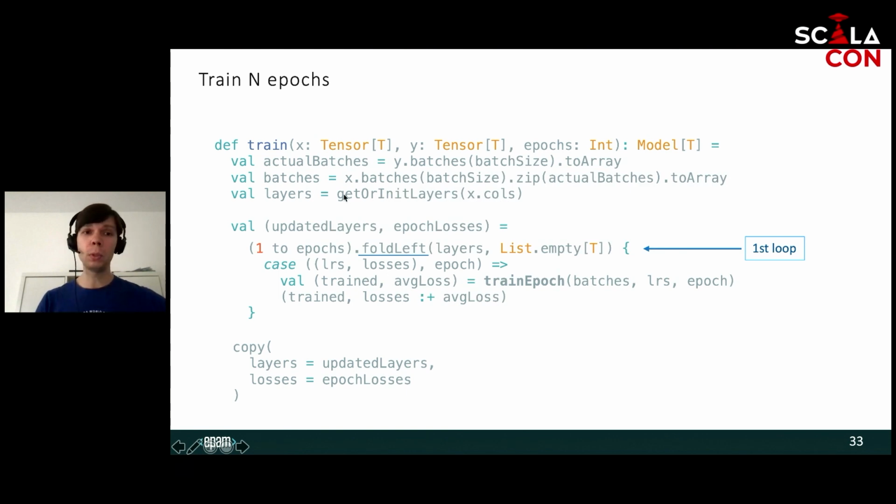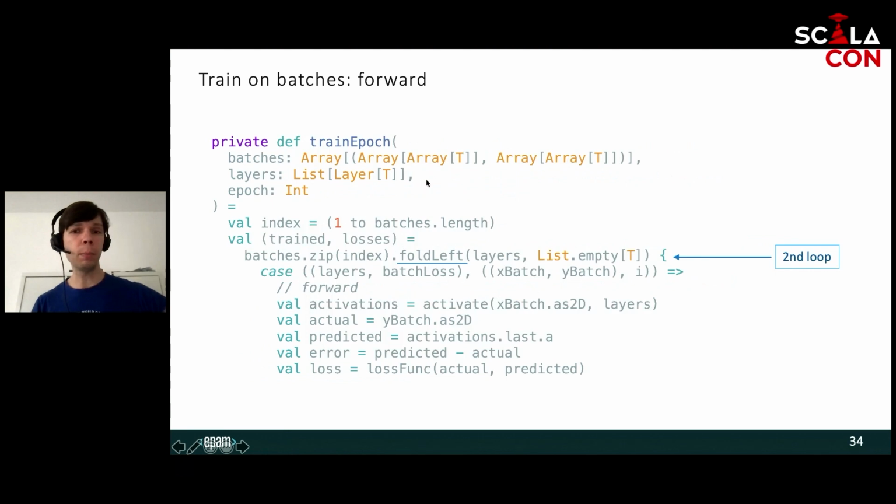Once we have all these constructed variables, we feed them into this fold left loop, and internally we call train epoch. So what's going on further? In the nested loop of train epoch, we have a second loop, and that second loop is iterating over the batches. And here we update the weights for the first time. So we take the X batch, go through the activate function, we have activations, and we have the actual Y.